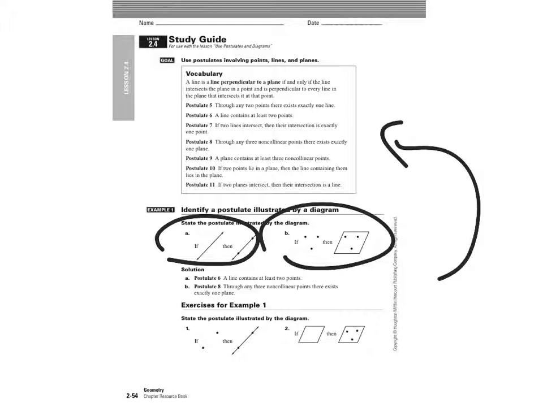Again, you need to know these postulates because they could be a reason for a proof. Yes? Wait, so B, it couldn't be through any 3 non-collinear points, there is exactly one. But wait, what about the one below it? This is postulate 8, through any 3 non-collinear points, but then here, a plane contains, this would be postulate 9, the one below it. So because it's got the plane, and then it's got the points in it.